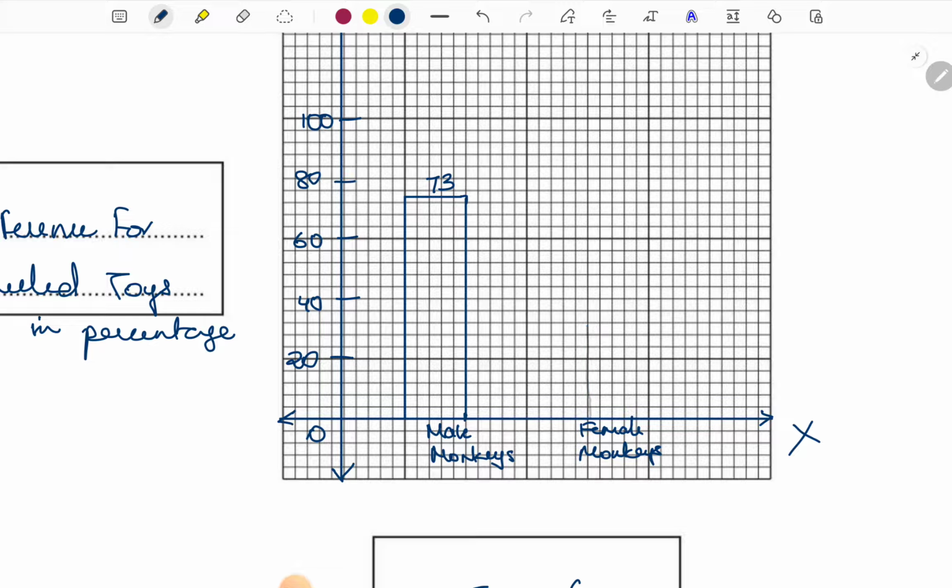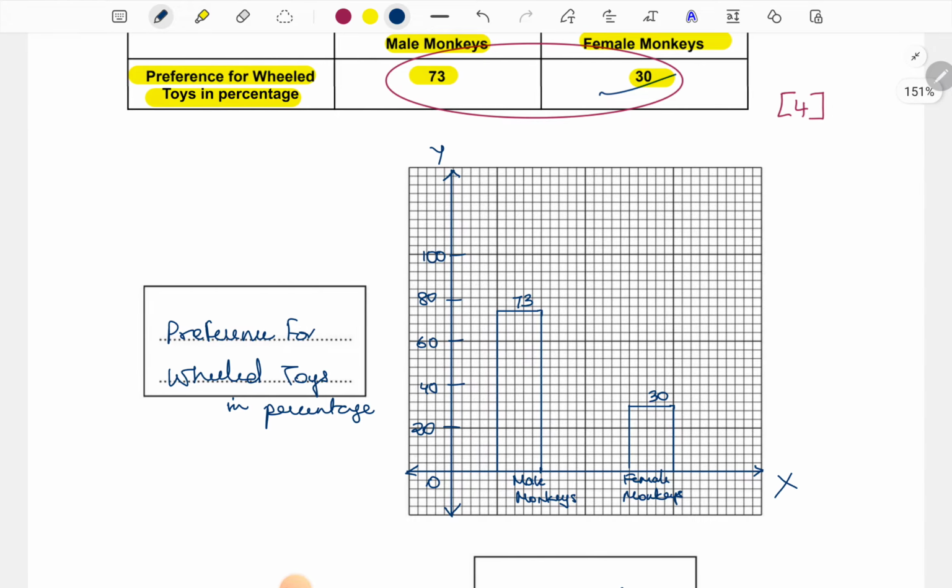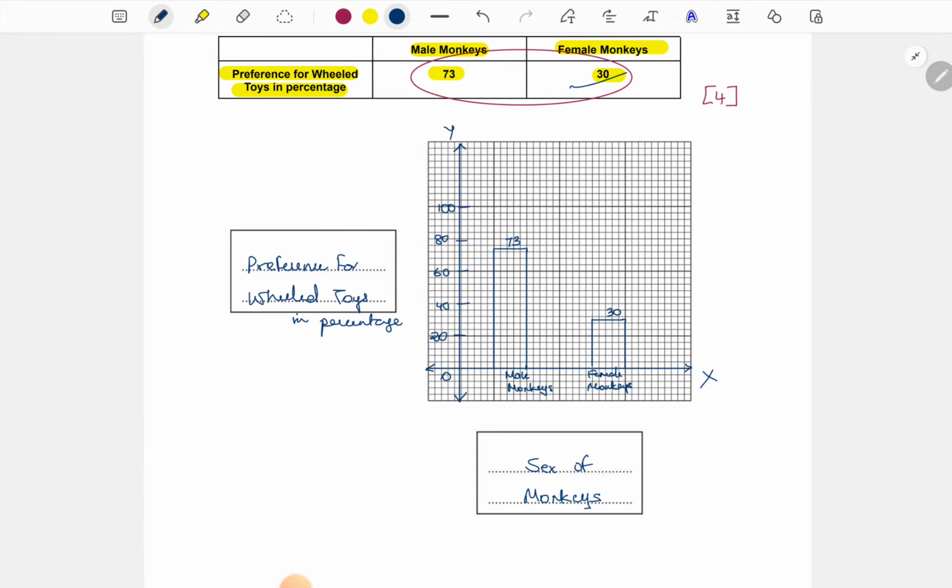You can maintain any distance between 2 bars. Like I said, don't worry about those things. It's just that it should be uniform. Here we have 2 categories only, so we don't need to worry about uniformity. So this is 30. That is how I can make the bar.